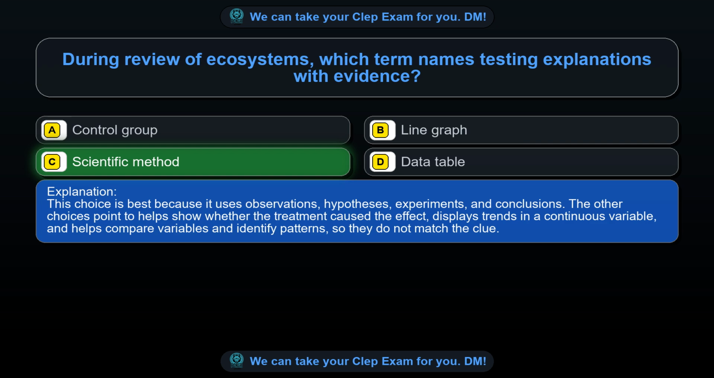This choice is best because it uses observations, hypotheses, experiments, and conclusions. The other choices point to something that helps show whether the treatment caused the effect, a display of trends in a continuous variable, and a table that helps compare variables and identify patterns, so they do not match the clue.